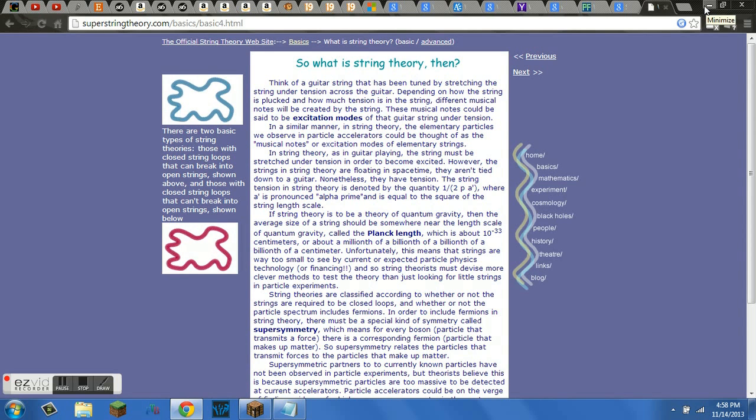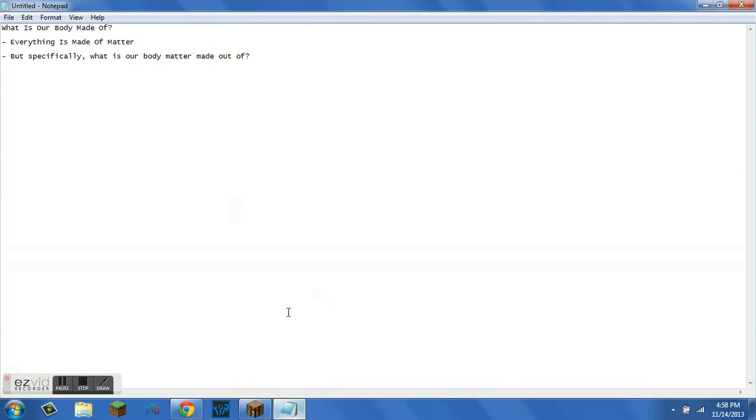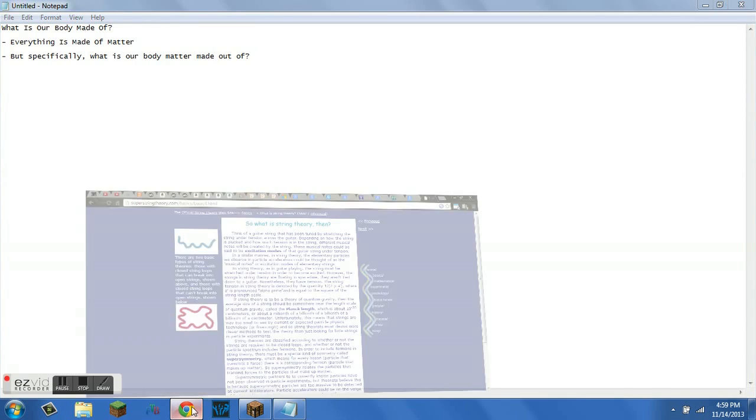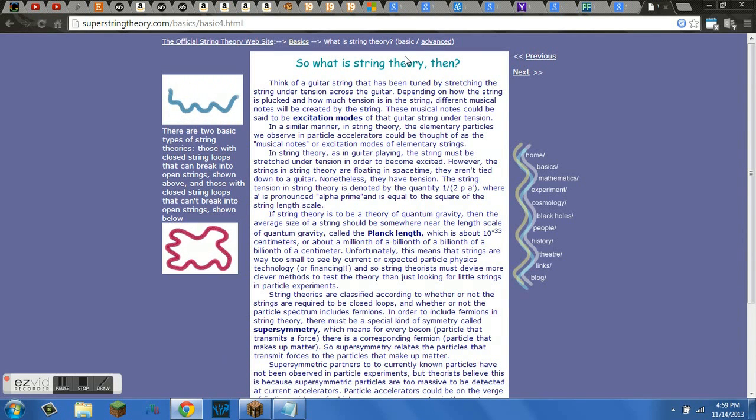So, if every single thing made out of matter is made out of quarks, that means matter is made out of quarks. So that means everything is technically made out of quarks, according to that theory. But what specifically is our body matter made out of? Well, there are different types of quarks, but sadly I wasn't able to find a very decent value of what each one is. So I'm sorry that we cannot find that.